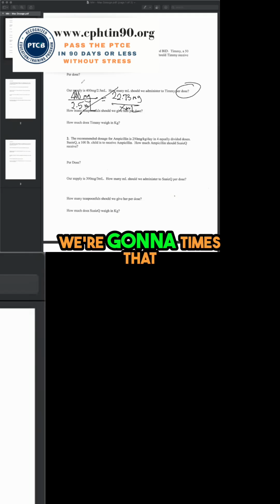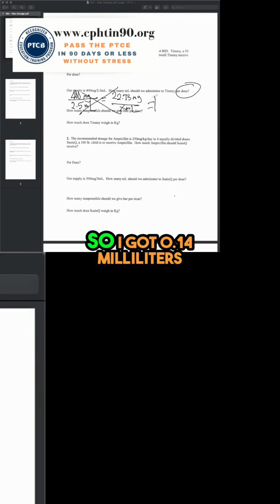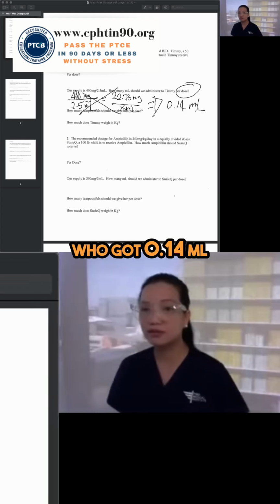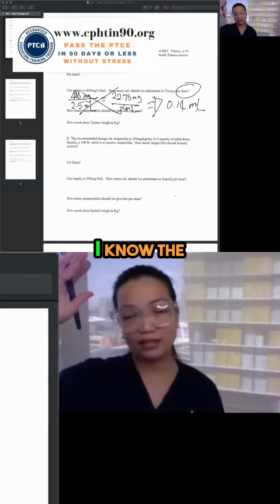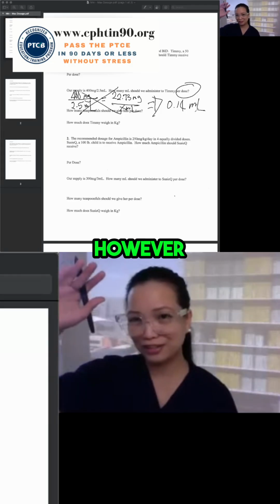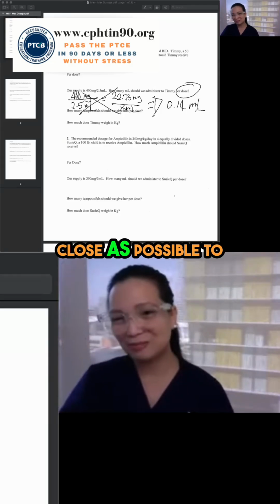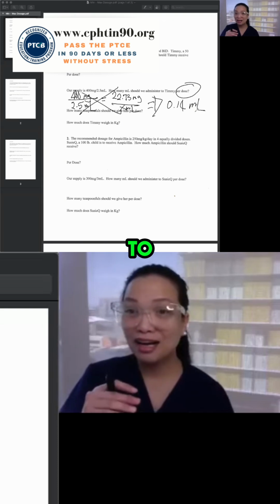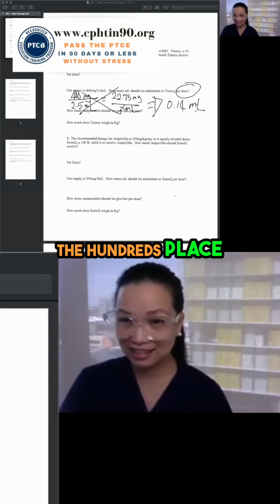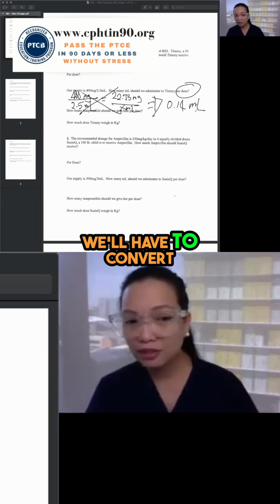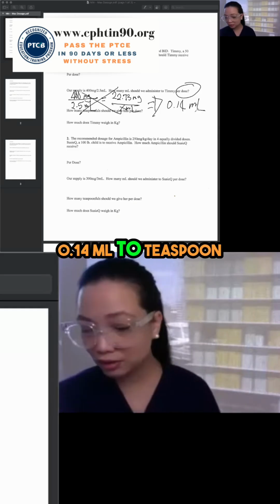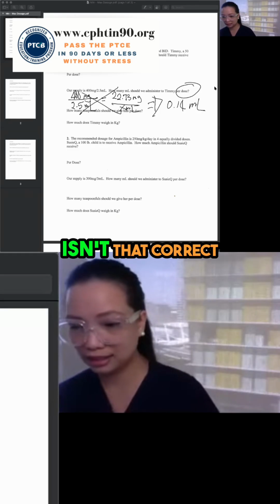Continue. So I got 0.14 milliliters. Who got 0.14 ml? Hands up. There's a follow-up question in there. However, let's try to keep it as close as possible to the hundreds place, or wherever we can see a decimal point. Now, we'll have to convert 0.14 ml to teaspoon. That's the follow-up question. Isn't that correct?